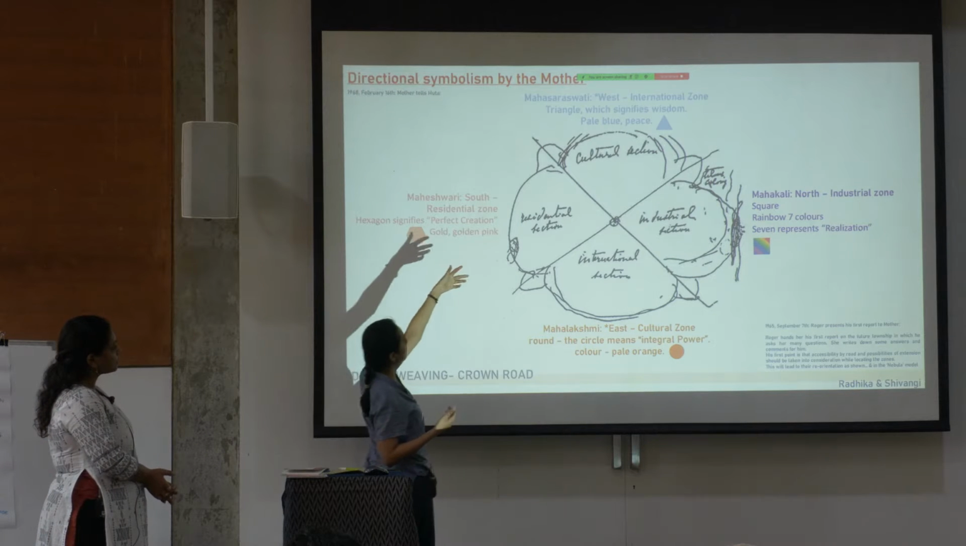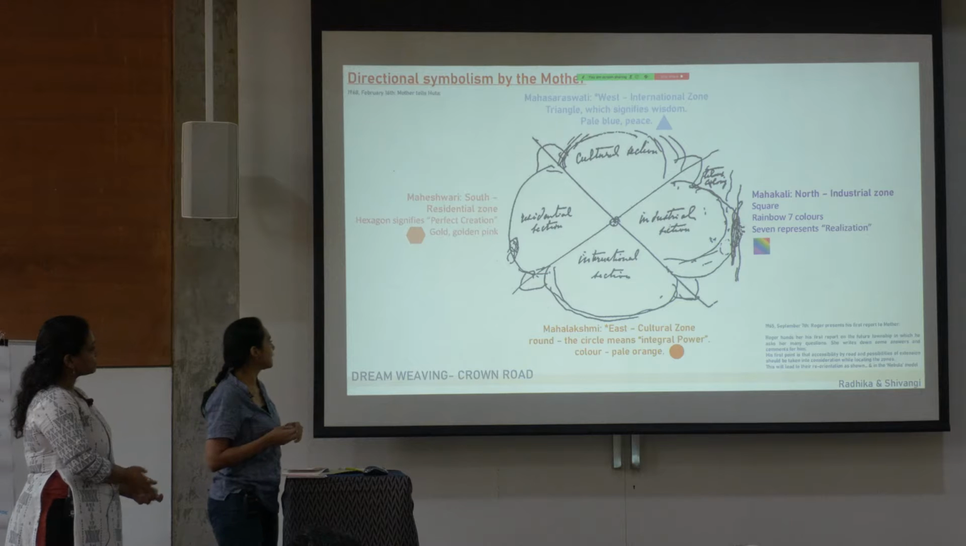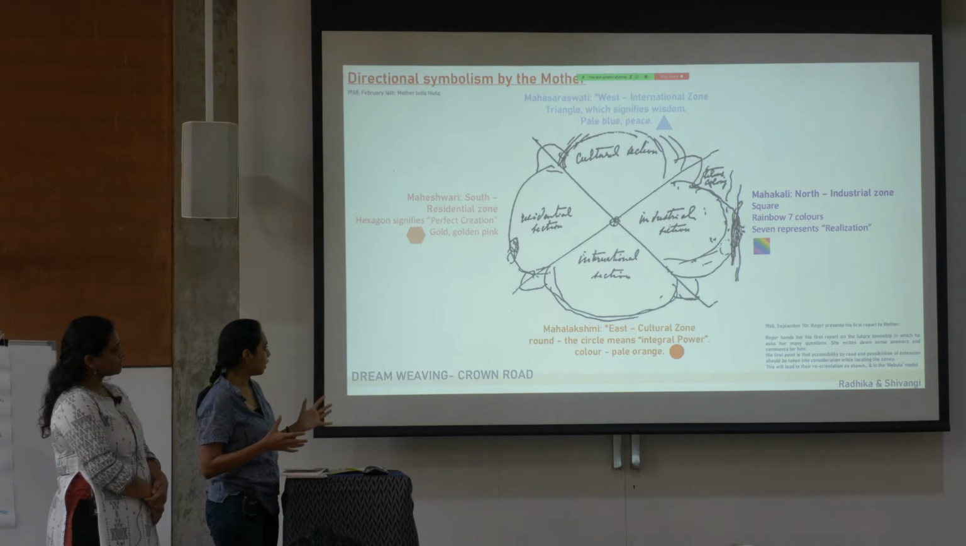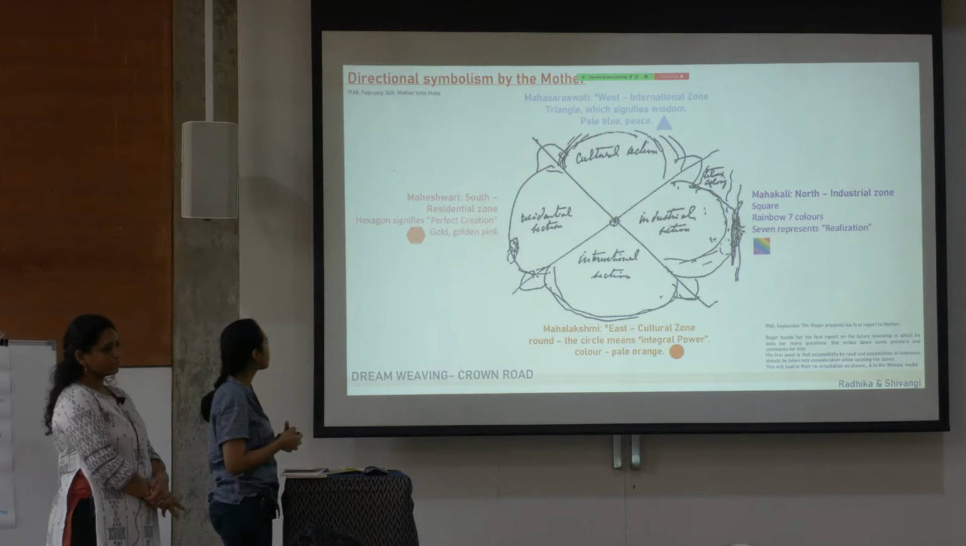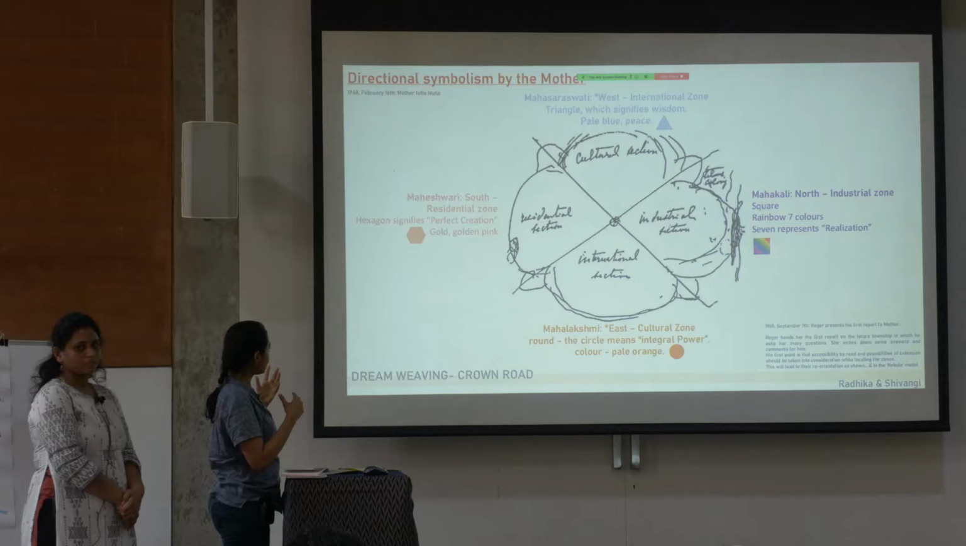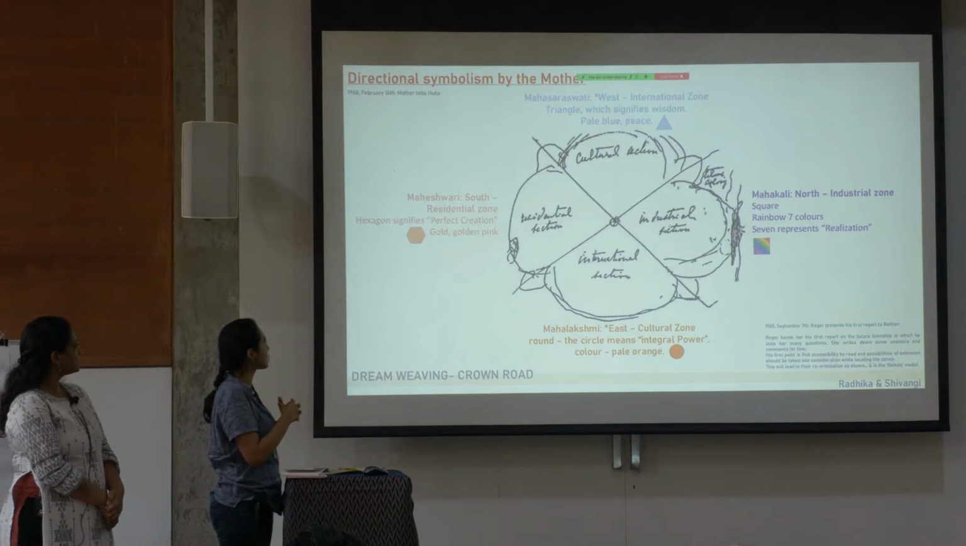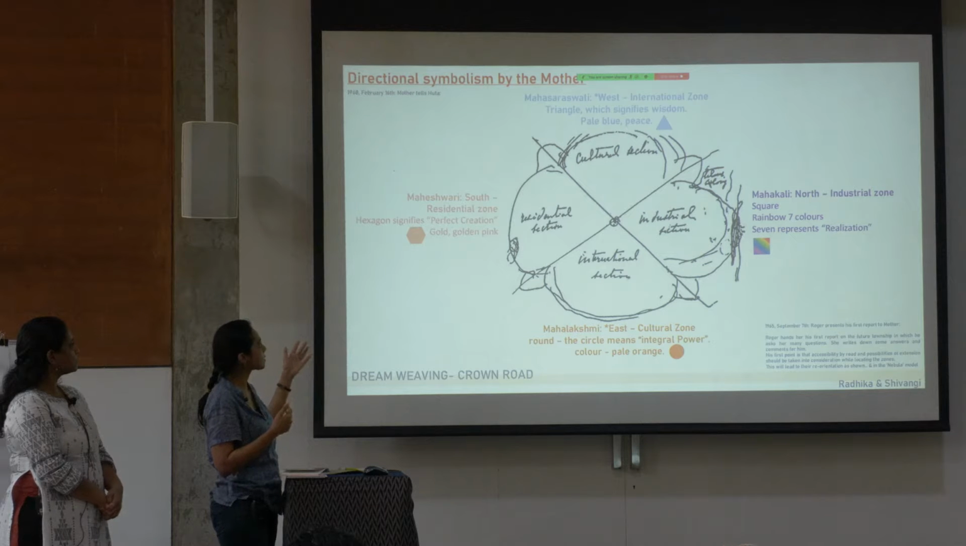Then on the east is the cultural zone. So this got swapped, the international and cultural. On the east is the cultural zone, and the shape is a circle, which means integral power, with the color pale orange. Then on the south is the residential zone, the shape given was a hexagon, which signifies perfect creation. Then on the west is the international zone, Mahasaraswati, a triangle representing wisdom. So this really gave us an inspiration, because what is the essence of all of these qualities, and how do we bring that to our zones?